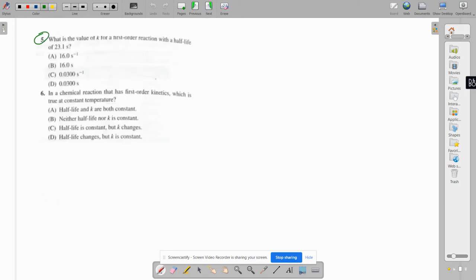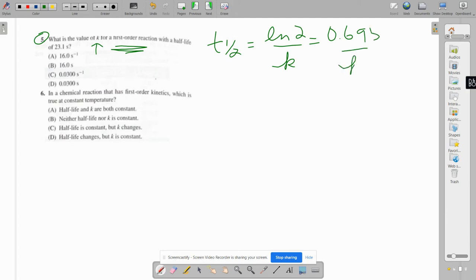Let's look at question 5. It says, what is the value of K for a first order reaction with a half-life of 23 seconds? One of the formulas you definitely want to know is that for first order reactions only, the half-life can be simplified as natural log 2 over K, or better yet, 0.693 divided by K. Natural log 2 is 0.693. So that's the formula we're going to want to use. We have the half-life and we're looking for K, so it's just some simple algebra.